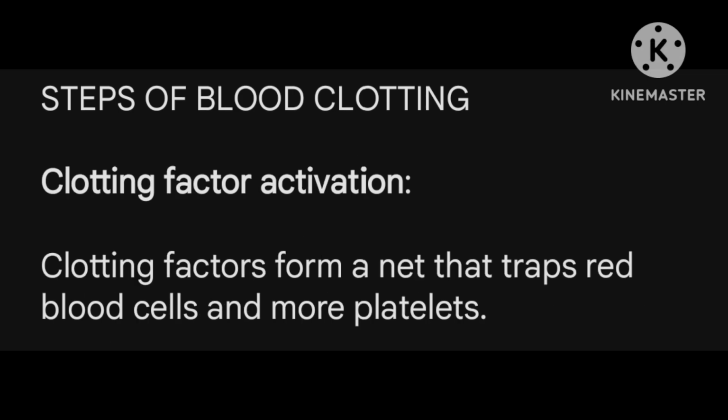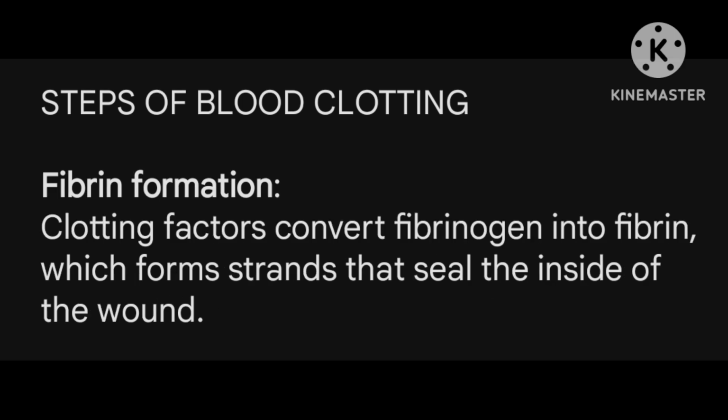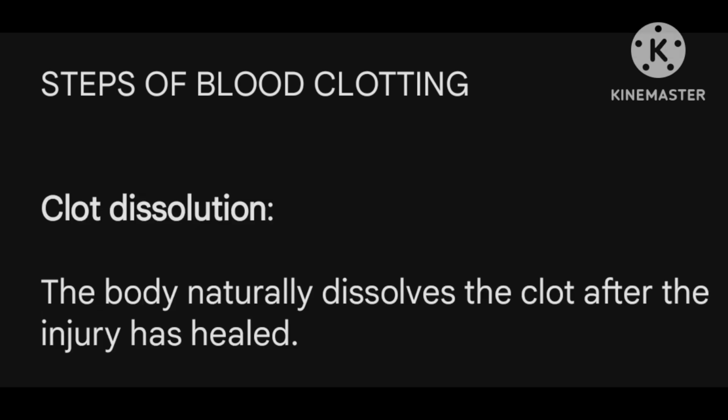Third step, clotting factor activation. Clotting factors form a net that traps red blood cells and more platelets. Fourth step, fibrin formation. Clotting factors convert fibrinogen into fibrin, which forms a strand that seals the inside of the wound. Last step is clot dissolution. The body naturally dissolves the clot after the injury has healed.